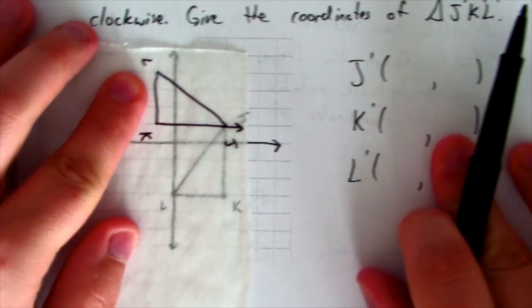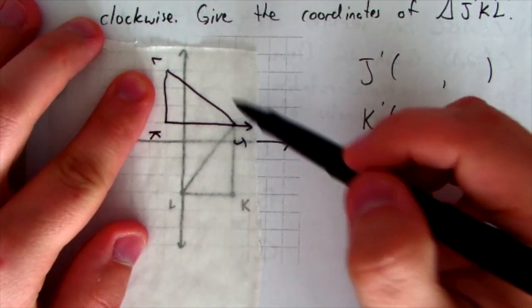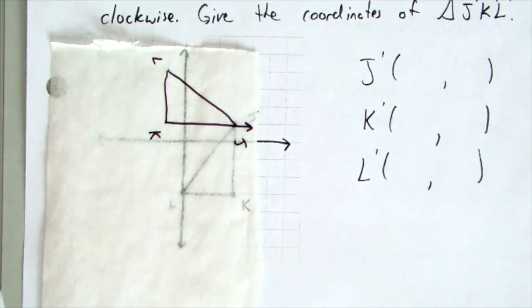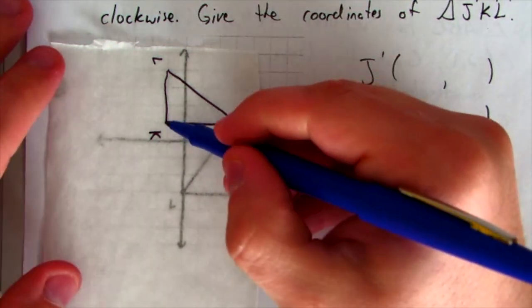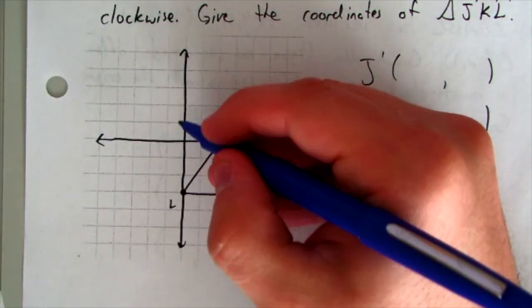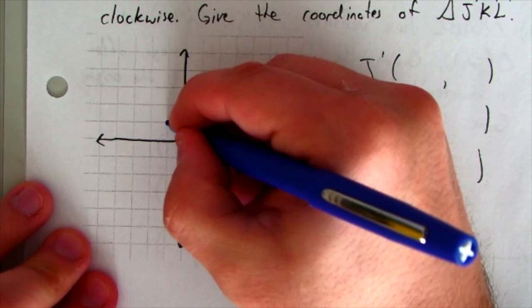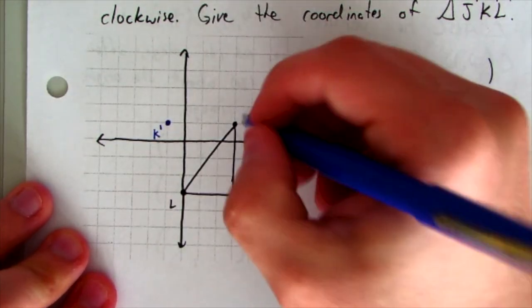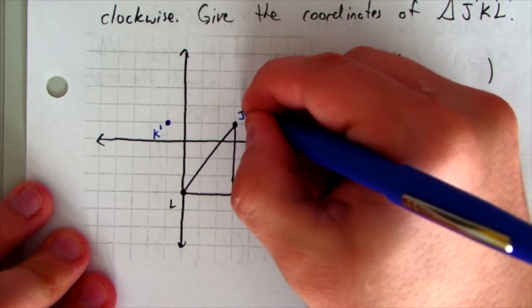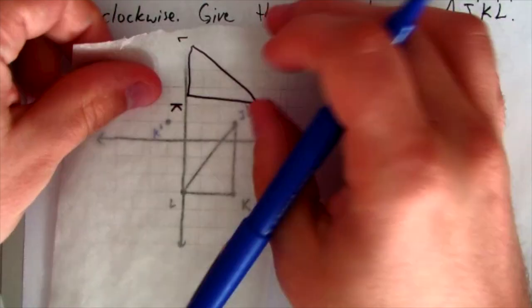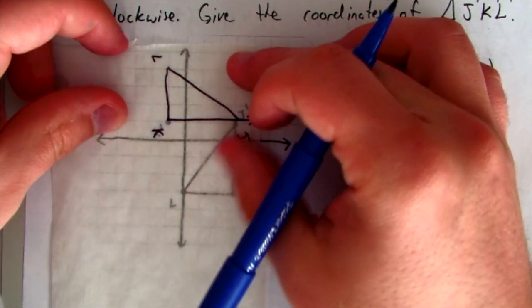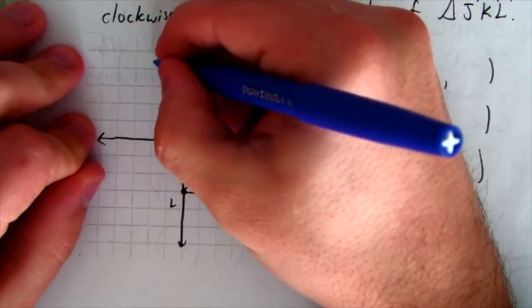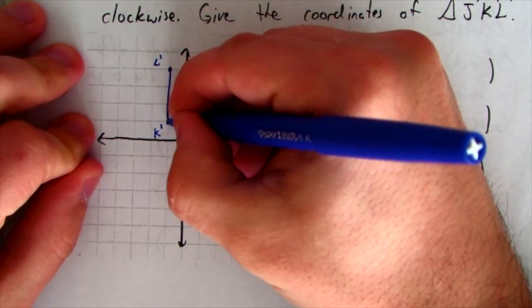Now this is where my new triangle is. So I'm going to get a different color pen here. K should be here. So now this one is going to be labeled as K prime. J is still here. This is J prime now. And if I put this piece of paper right back on top, L is here. So now this is going to be L prime. So now my new triangle looks like this.